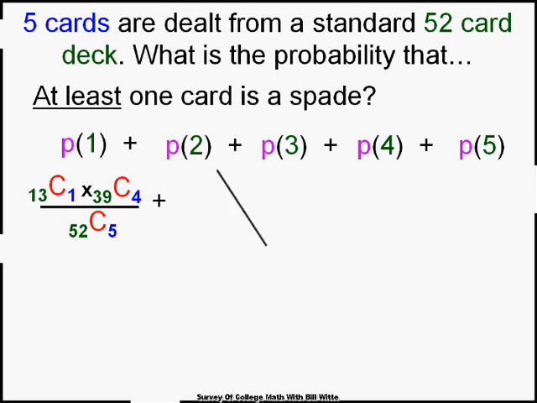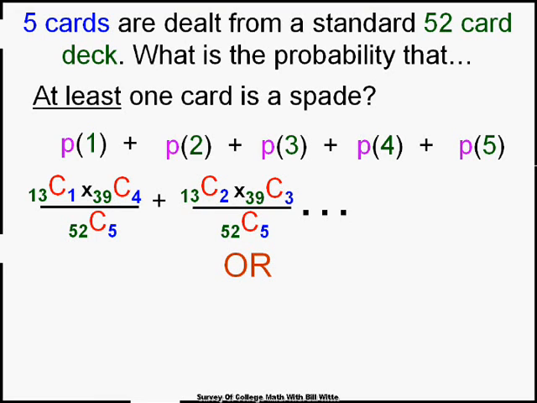Well, let me produce that 2 spades, which is a combination of 13 spades taken 2 at a time. And then I have the other 3 cards, and that'll be the other 39 cards that are non-spades taken 3 at a time, over my sample space, combination of same sample space, 52 cards taken 5 at a time. This is getting difficult, and I can continue on and do each one of those and have to put it in the calculator. What a nightmare.